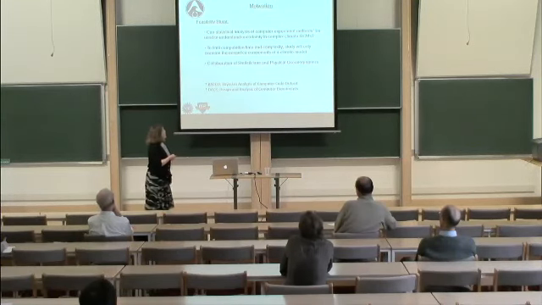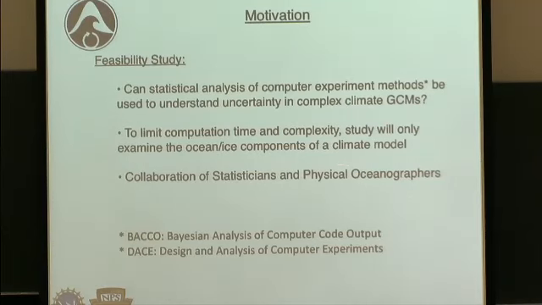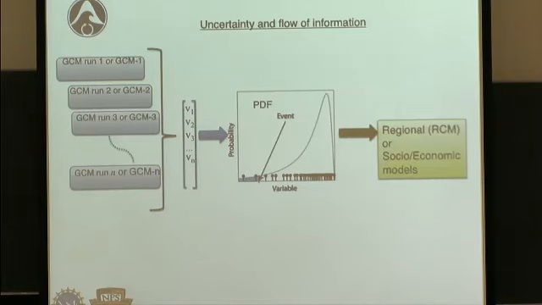So this is a feasibility study just to look at whether or not these types of techniques can be used in complex GCMs. Because of computation time and complexity of the problem, what I'm looking at is only the ocean and ice components of a climate model. So we want to get information about uncertainty.